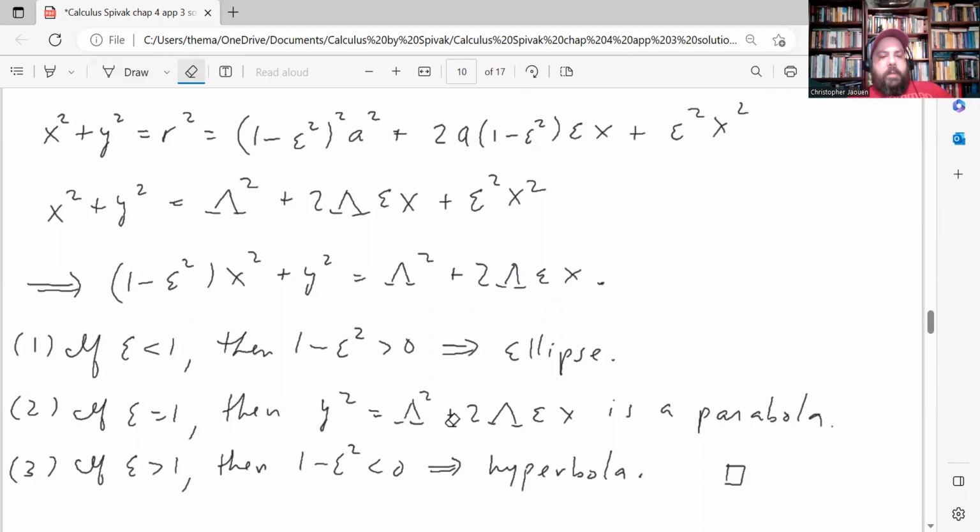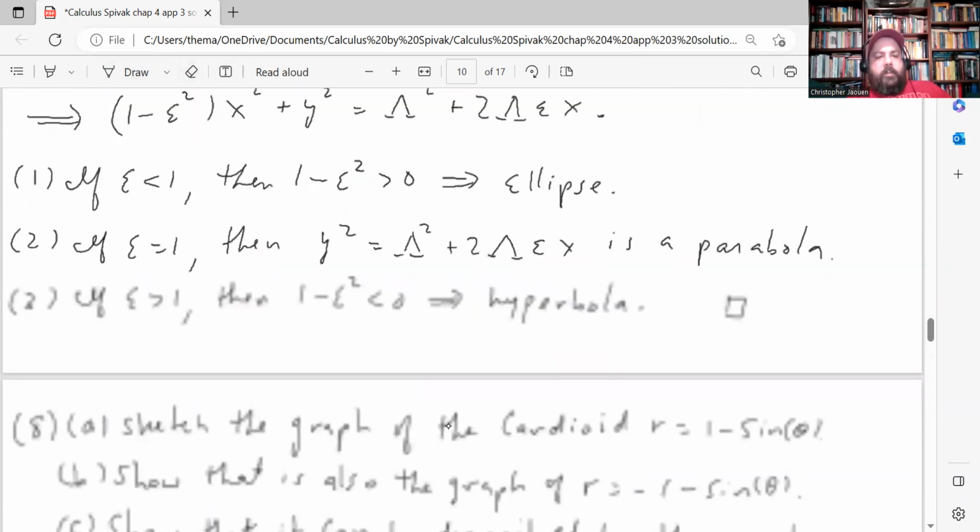And then case 2, if epsilon is equal to 1, then the equation simplifies to y squared equals lambda squared plus 2 lambda epsilon x, which of course is the equation of a parabola, which you should remember from algebra, pre-calculus, whenever we took it. Again, that follows from the general form of the equation of a conic section. And then lastly, case 3, if epsilon is greater than 1, then 1 minus epsilon squared is less than 0, and that gives you a hyperbola, again, by the general form. So that's the answer for this one.